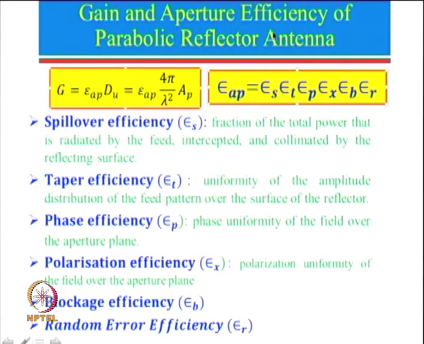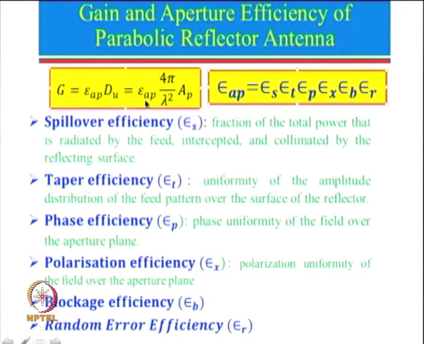Now, gain and aperture efficiency of a parabolic reflector antenna. As I mentioned earlier, gain is efficiency multiplied by directivity, and directivity is given by 4 pi A by lambda square. For a parabolic reflector, A is pi D square by 4. So you can see that the D square by 4 gets cancelled, and the whole thing becomes (pi D by lambda) whole square multiplied by the efficiency. Now there are so many things which are associated with the efficiency.